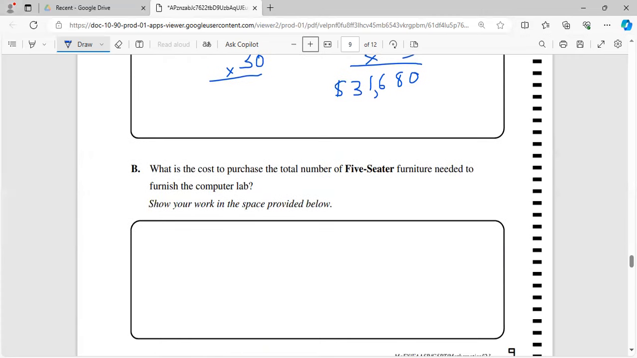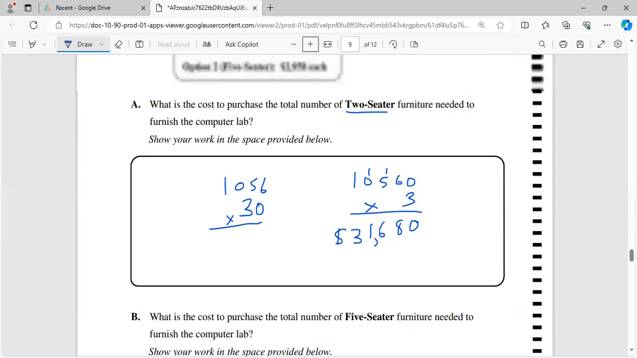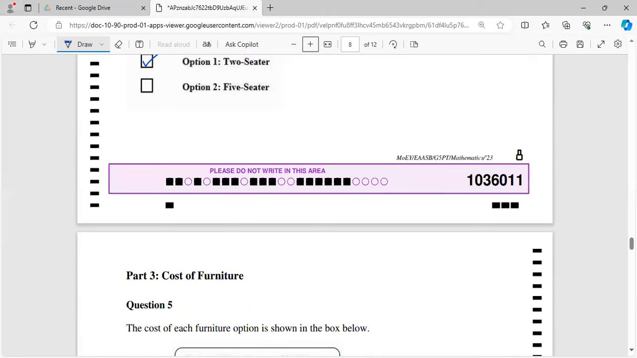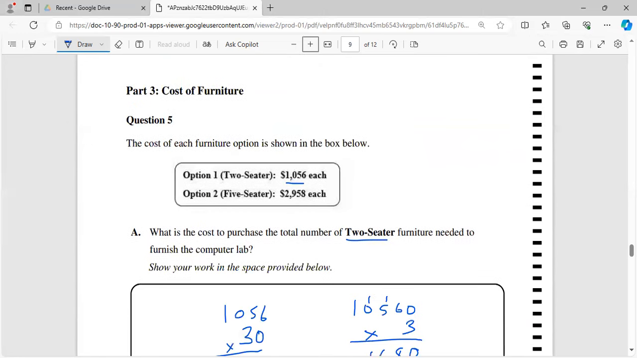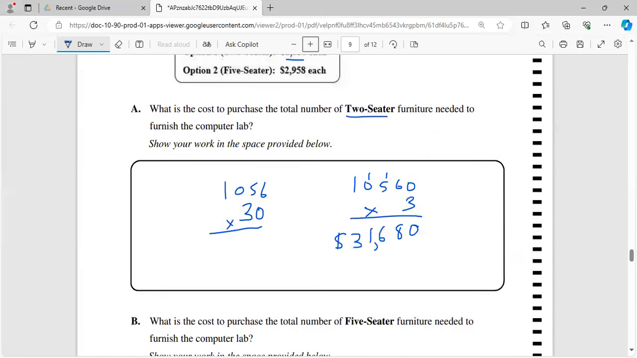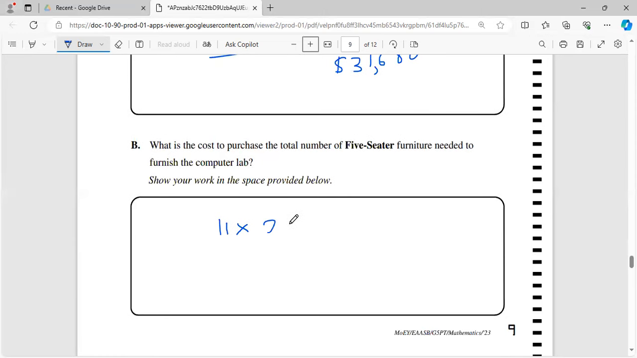Alright. What is the cost to purchase the total number of 5-seater furniture needed for the furniture lot? So we had said that we need 11 of them. So let us look at the unit cost. So this was 2,958, and we need 11 of them.